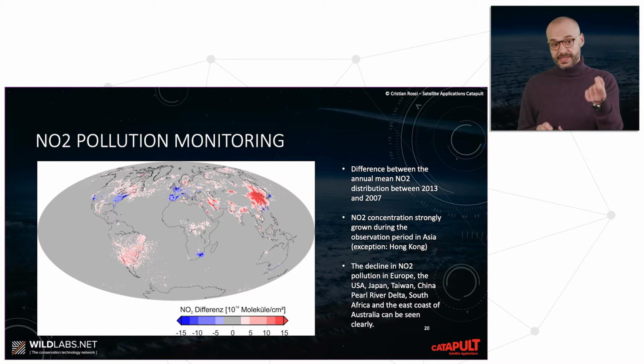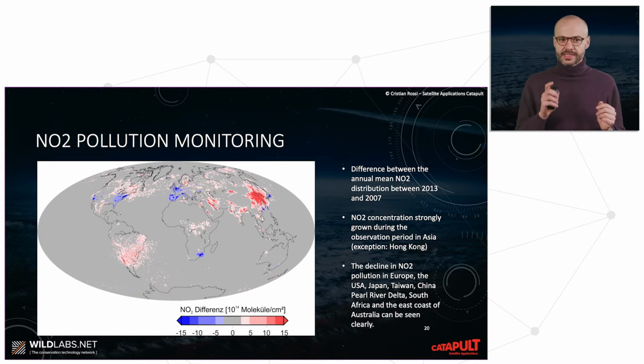We can focus on specific components of the atmosphere as well, such as NO2 pollution. What we see here is actually a difference between two different times, to see the change in NO2. What is blue in this image is a decrease in NO2, and what is red is an increase in NO2, between two different times, in this case 2013 and 2007, so quite some time ago.